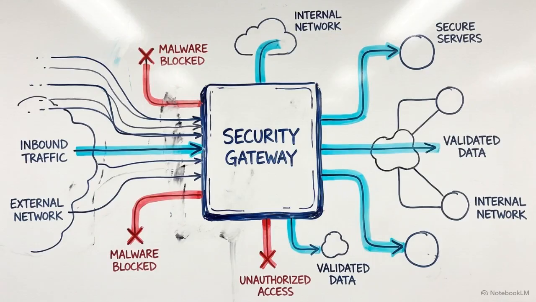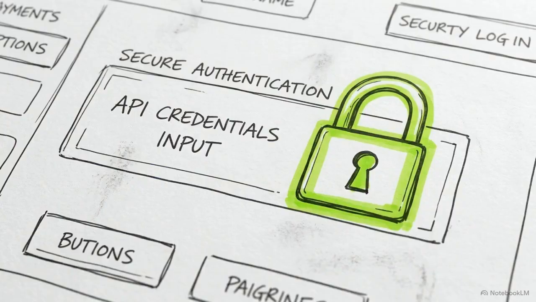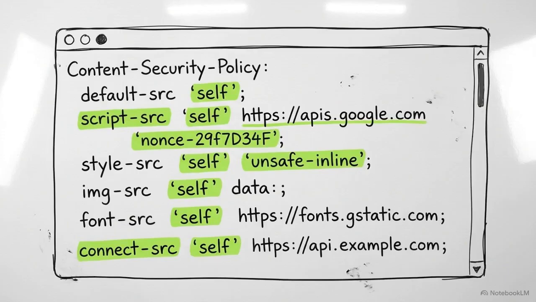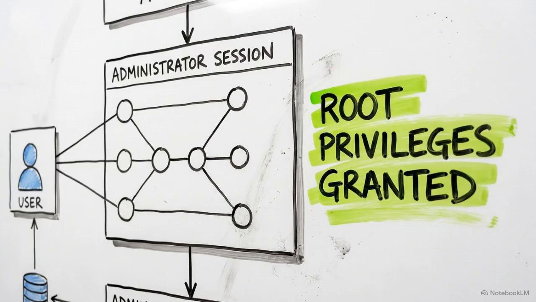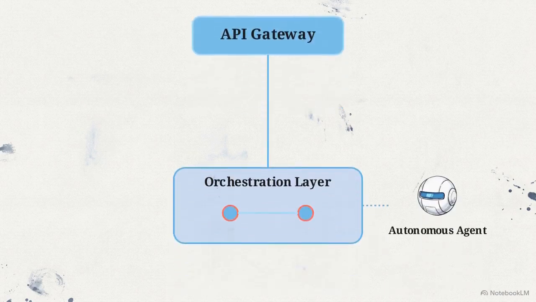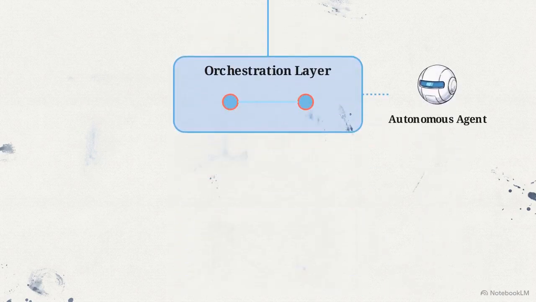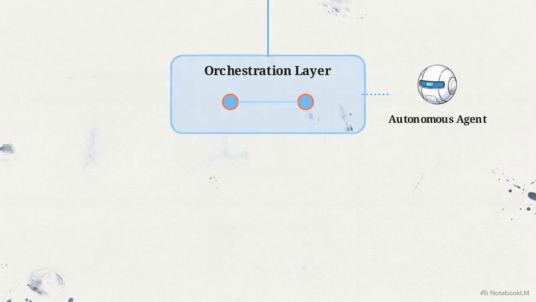Defending this edge requires security controls, strict OAuth implementations, stringent content security policies, and rate limiting to throttle extraction. If authentication fails, the attacker bypasses the LLM's behavioral safeguards by impersonating a trusted internal administrator. Moving deeper into the system, past the gateway, we reach the routing center. This is where the orchestration layer and the specialized agents operate.